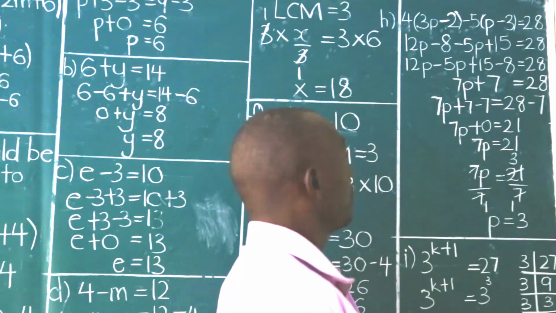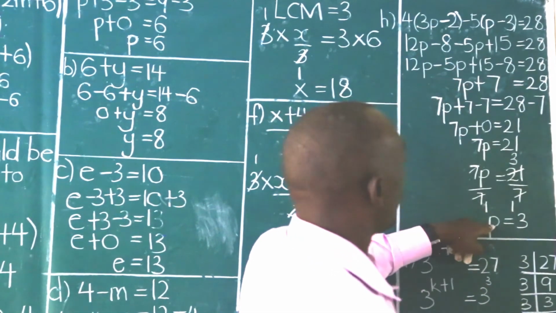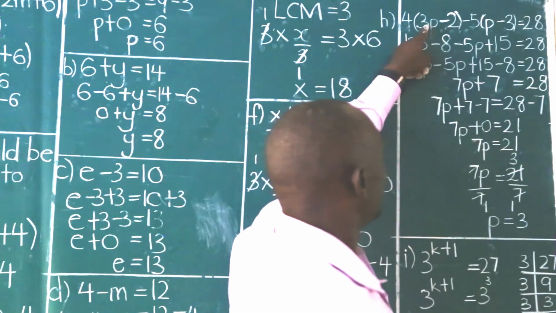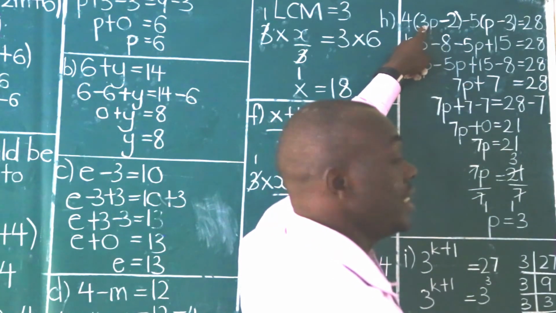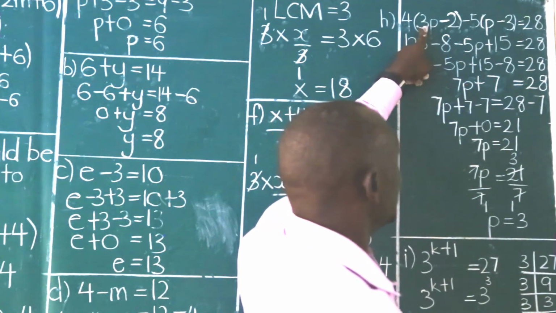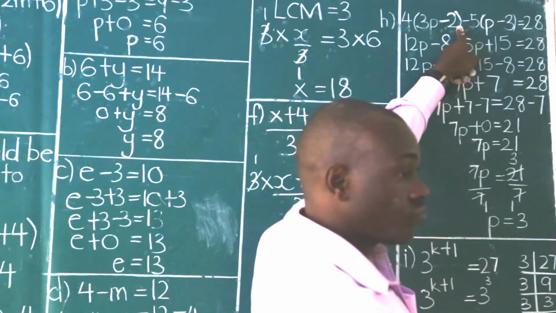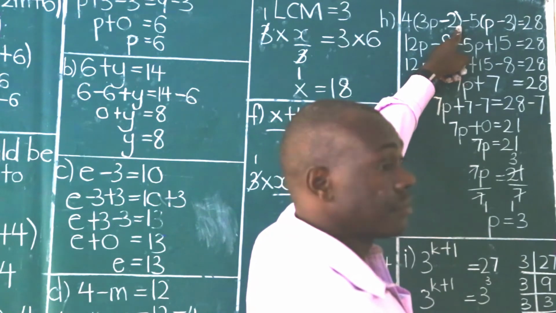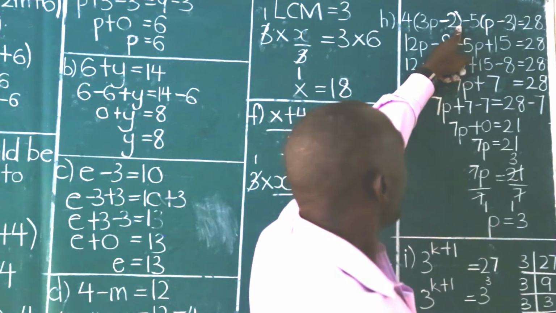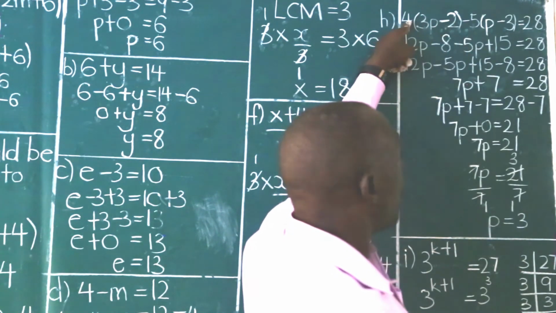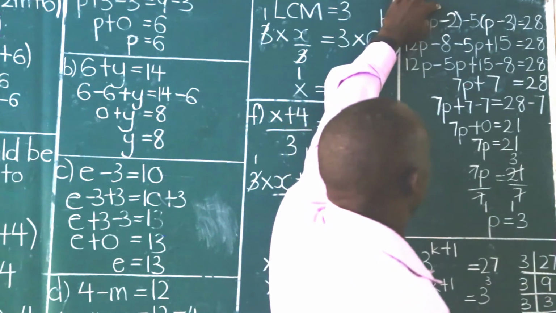Prove your answer before you continue. Where p is a 3, so 3p makes 3 threes. 3 times 3 you get 9. 9 minus 2, that's a 7. 7 times 4, you get 28. So here we have got 28.